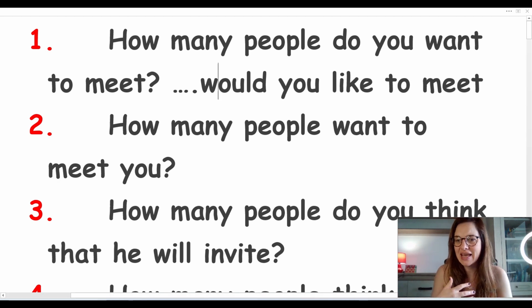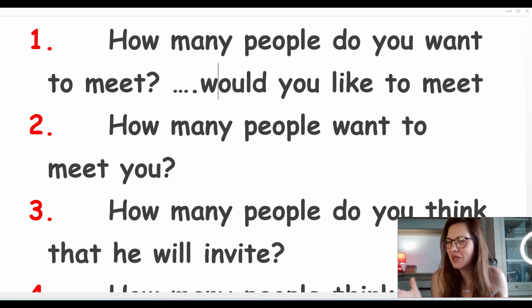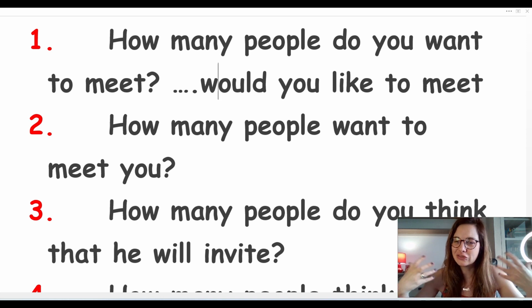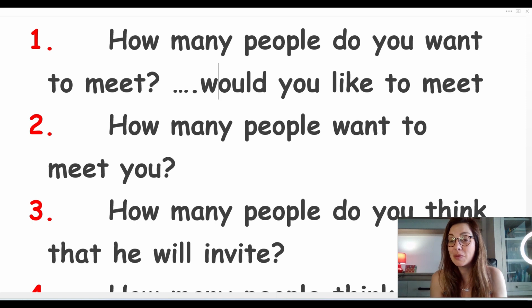So if I say, I want to travel and I want to meet new people, really? And how many people do you want to meet? Or how many people would you like to meet? So I would like to meet as many people as possible. I would like to meet a lot of new, interesting people from different countries, different cultures, etc.